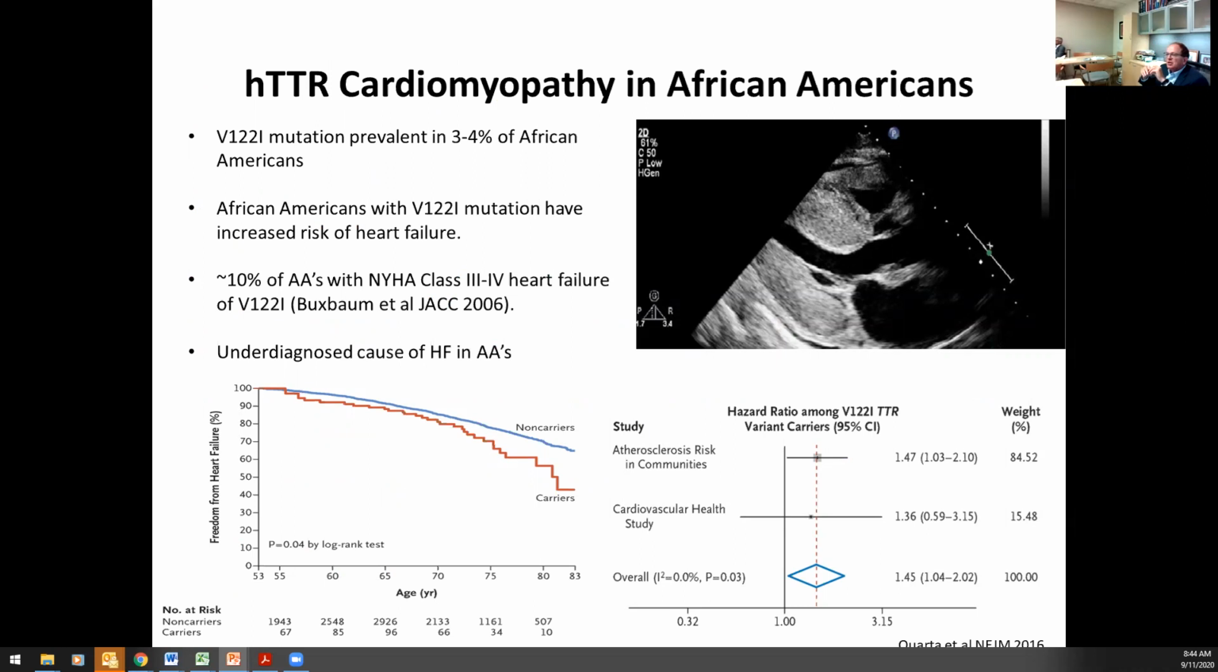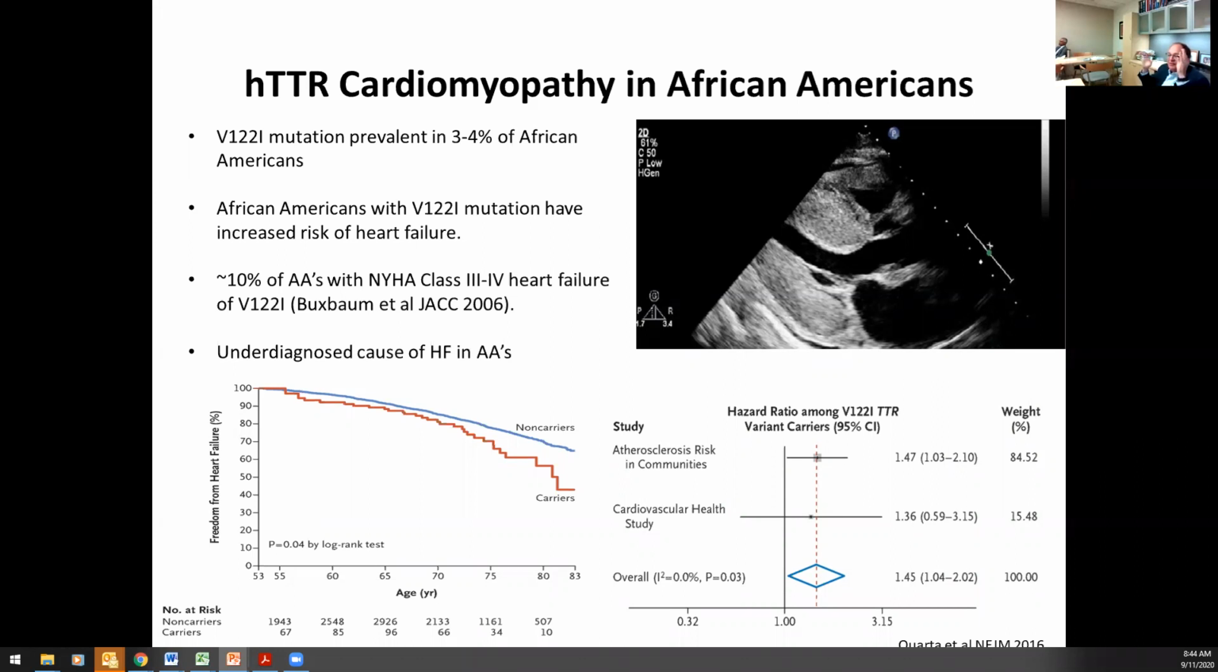So we've had a number of recent talks in the division around amyloid cardiomyopathy and transthyretin, and the importance of this mutation, particularly in African Americans, the V22I mutation that's in 3 to 4% of African Americans.